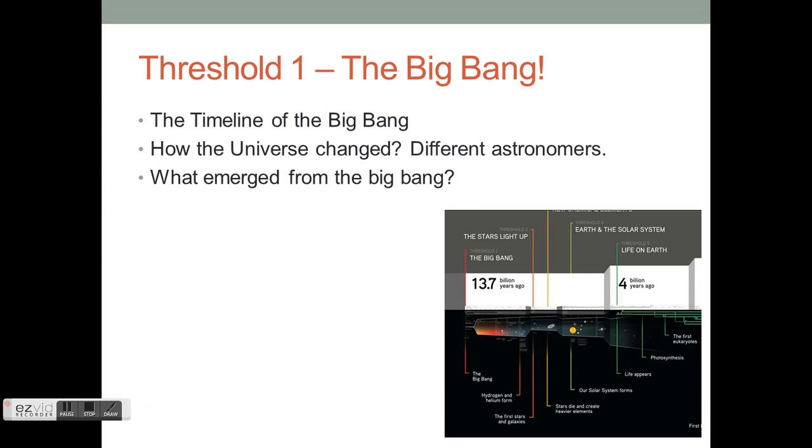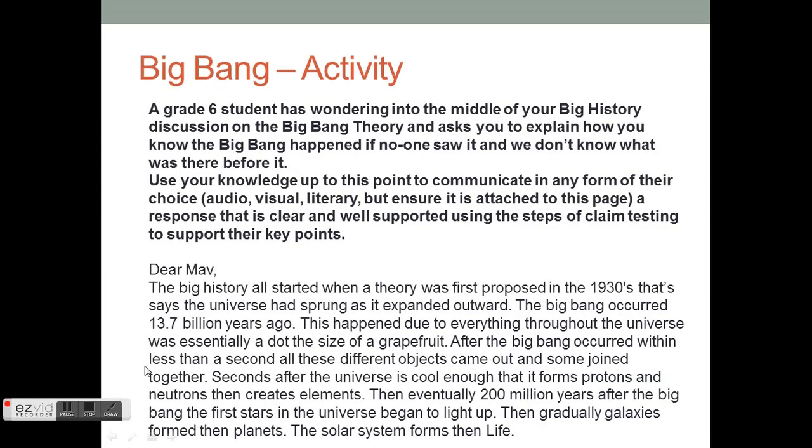The first threshold we looked at as a class was the Big Bang. Now, with the Big Bang, we looked at the timeline and what happened straight after the Big Bang, within seconds, within years. We looked at different astronomers, and these astronomers told us how the universe first changed and what happened as it changed. We also looked at what emerged from the Big Bang, so planets, life, stars.